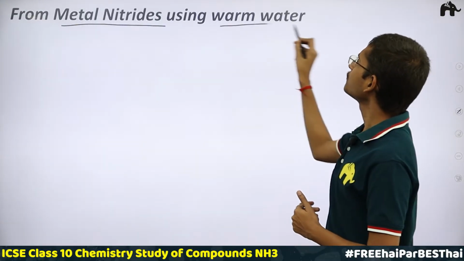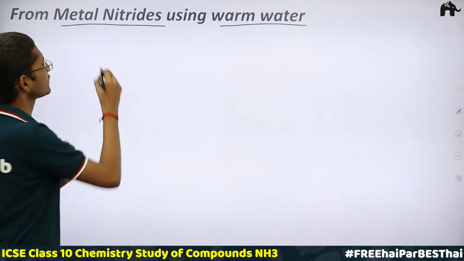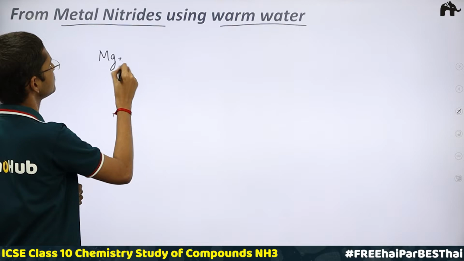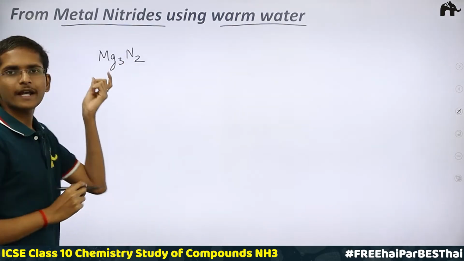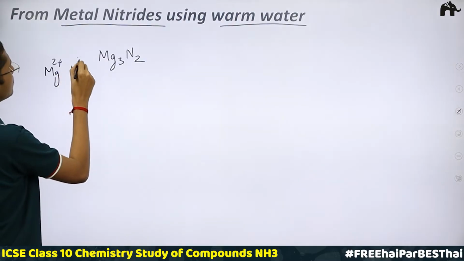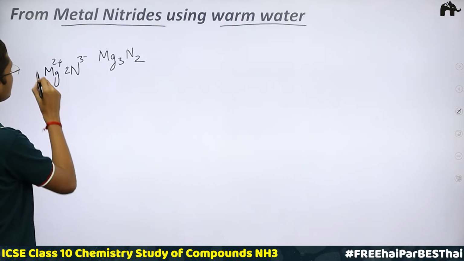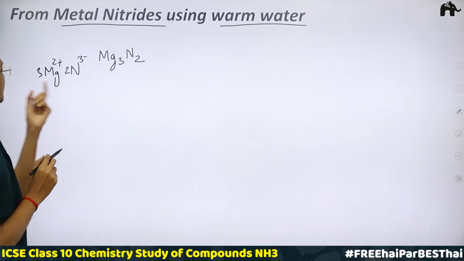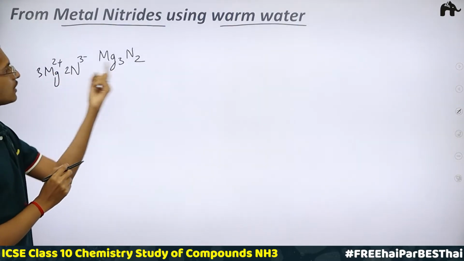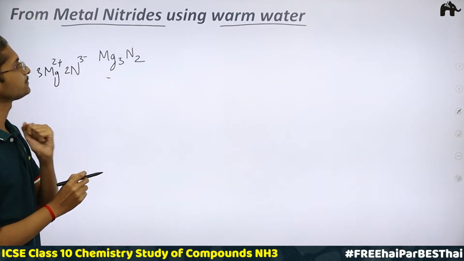Now the third preparation method is by using metal nitrides, and these metal nitrides we are going to treat with warm water. In this we are going to see only two examples, first Mg3N2, magnesium nitride. How does it form? Mg is 2 plus and nitride is N3 minus, so 2 threes are 6 minus, 3 twos are 6 plus, so Mg3N2. I hope you understood how I figured out the formula.